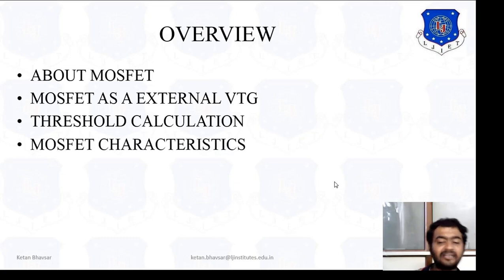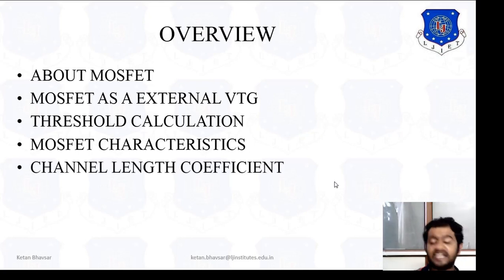MOSFET characteristics in terms of constant current and voltage characteristics in the cutoff, linear, and saturation regions. And also we proved the drain current equation: ID is equal to mu n COX by 2 W by L into 2 into VGS minus VTO into VDS minus VDS square for the linear region, and for the saturation region, mu n COX by 2 W by L into VGS minus VTO whole square. So we have already done these two characteristics in the saturation and cutoff regions and the linear variation.